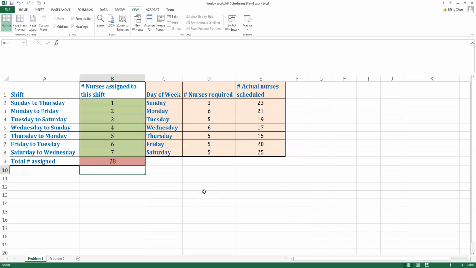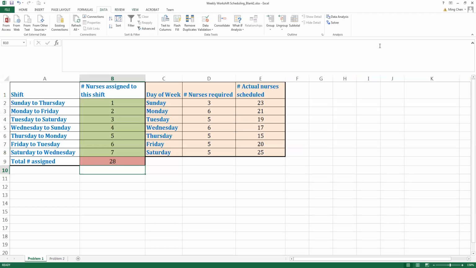Question is, can we do better? Do we really need to hire 28 people? From column E and column D, we can see that based on the current solution, we can meet the requirement, but we pretty much overstaffed. So clearly we can do better than 28 people. How much better? We're going to use Excel. So click Solver.